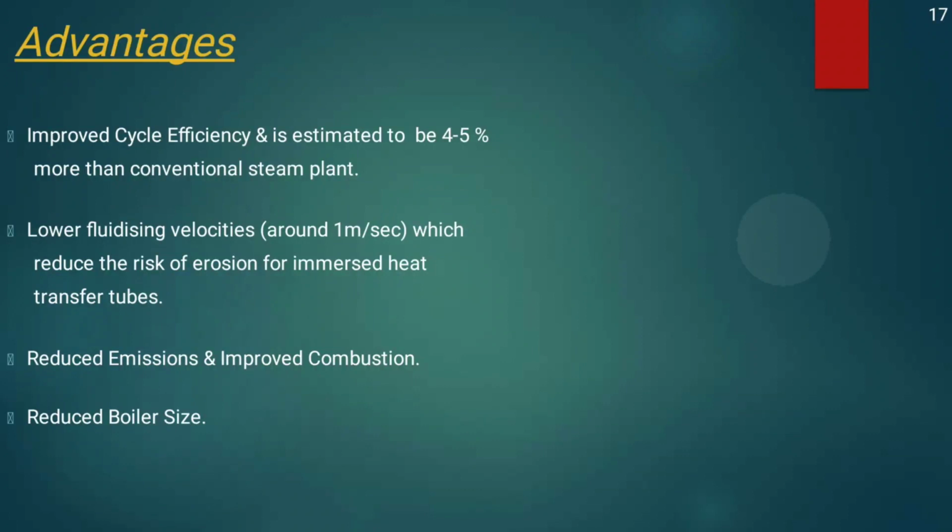Advantages: improved cycle efficiency, estimated to be 4 to 5% more than a conventional steam plant. Lower fluidizing velocities reduce the risk of erosion for immersed heat transfer tubes. Reduced emissions and improved combustion. Reduced boiler size.